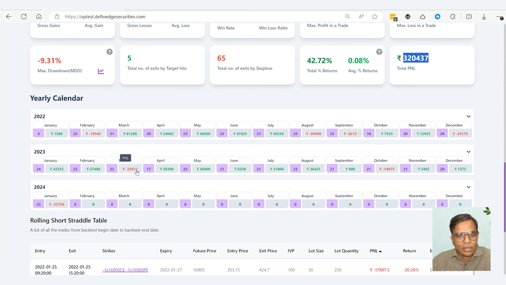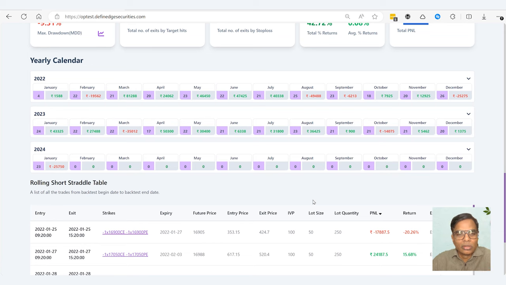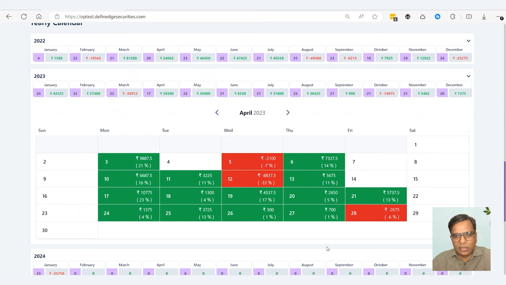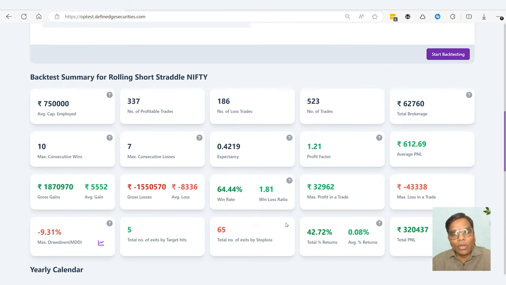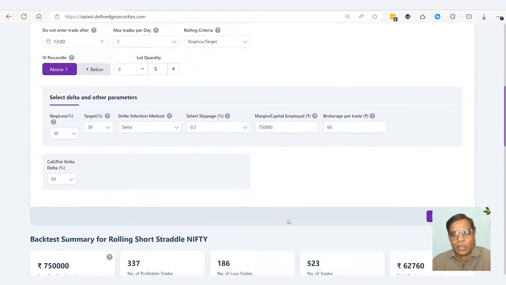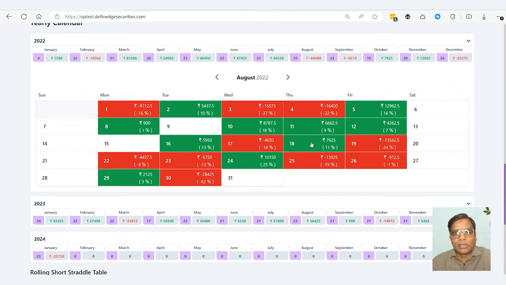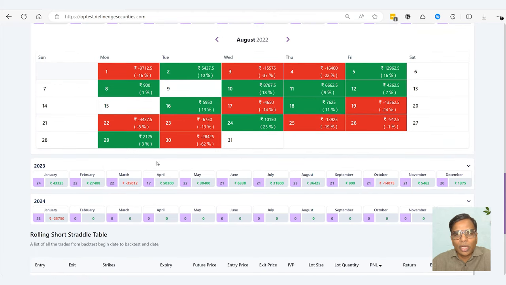Now, you can also go and look at what has happened in that particular month. Here you can see in this particular month, April of 2023, it was very good. Just 3 loss-making trades and the remaining ones are more or less profit-making trades. Now, if you don't want to trade on all the days, and want to trade only on one particular day, for example, let's look at August of 2022, the P&L is all over the place. In some days it was good, in some days it was bad.